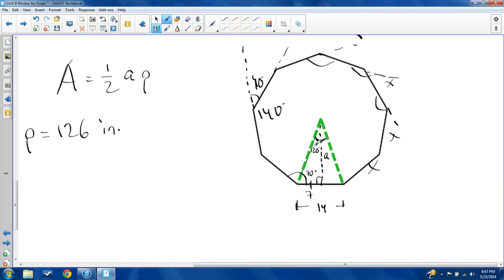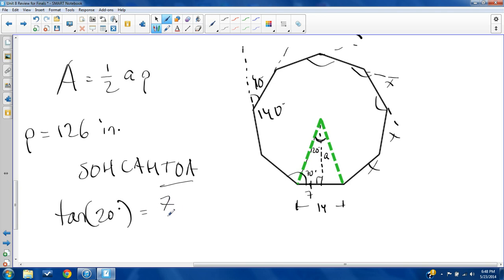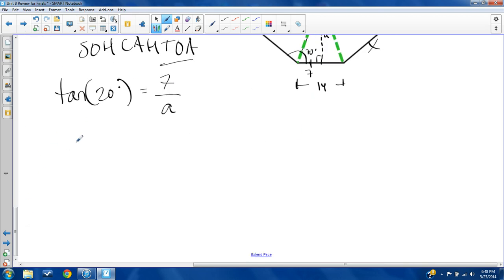Okay, moving on here. I have 20 degrees right here. This length is 7. This is A. So this is trig right here, and it's a tangent function. In SOHCAHTOA, I have the opposite and adjacent sides to 20, and I do to 70 as well. I'm going to use TOA and take the tangent of 20 degrees. Tangent of 20 equals opposite over adjacent. Shoot, I probably should have done it the other way. I'll save you the math. I'll get you that A equals 7 over tangent of 20 degrees.